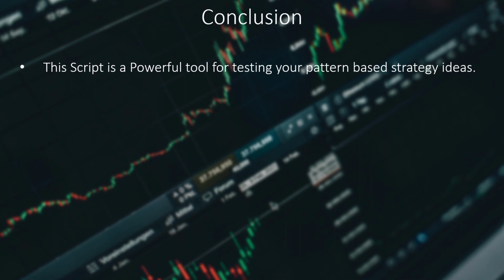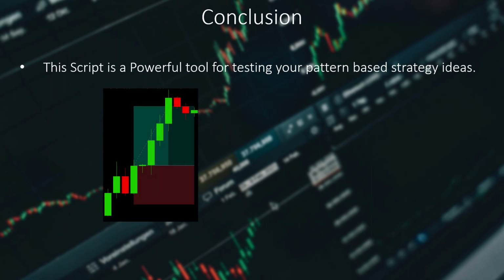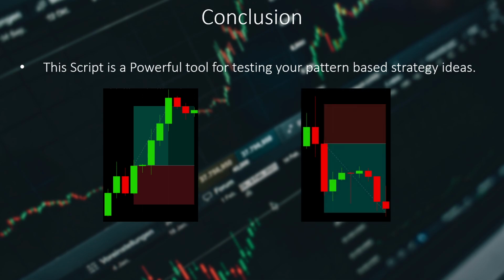To close out this video, in conclusion, this script is a powerful tool for testing your basic pattern-based strategy ideas instantly. For example, you can test a 4-candle pattern with 2 green candles followed by a red one, then another green one that engulfs the previous red candles. In this case, I would expect an uptrend to continue. Or you can test a 1 to 4 candle base pattern with huge wicks to the upside, which can indicate that the price is at a strong resistance point and fails to break through, signaling a bigger move to the downside. In this case, I would take a short position.